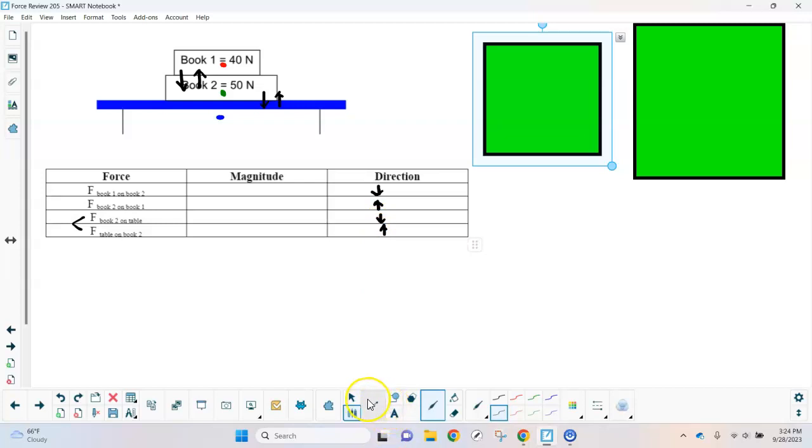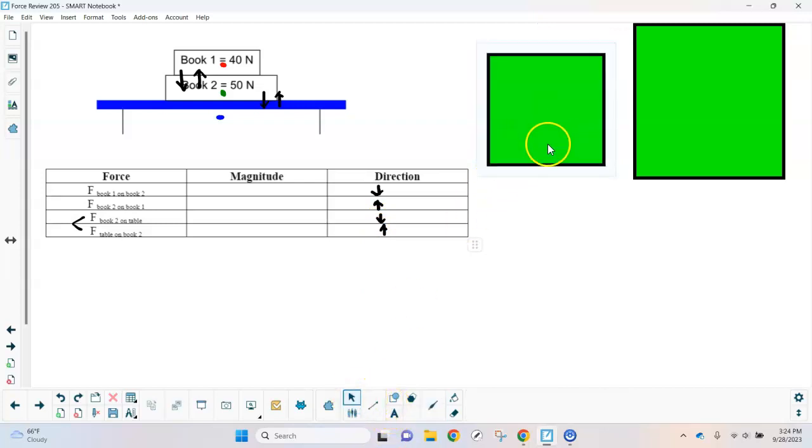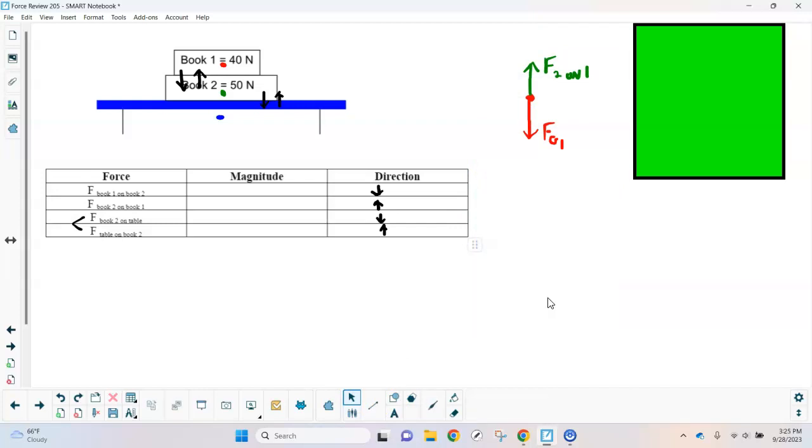The way that I would look at it is in a free body diagram. The first one here is for book 1, this red dot. The force of gravity from the Earth is pulling down on book 1. If we just focus on book 1, it's going down. Book 2 is pushing back up on book 1, and that's a normal force. Book 1 is not accelerating, so the net force is 0, the forces are balanced, and they cancel each other out. It already tells you the weight, or the force of gravity acting on book 1, is 40, so this is just going to be 40 for the magnitude, so 40 newtons.